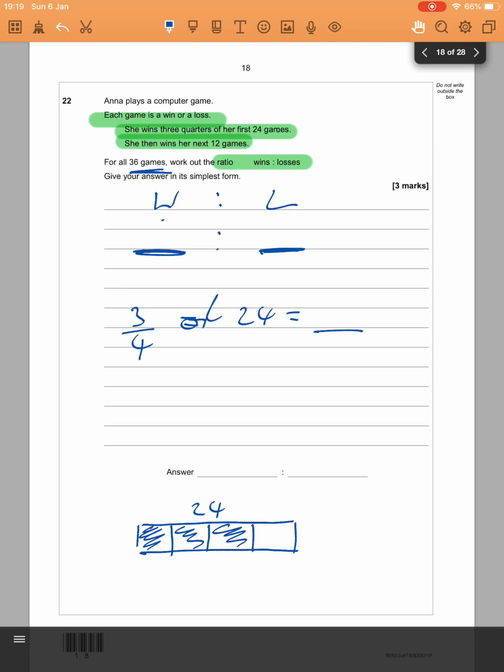The last mark, you need to write it in its simplest form. So that's really important, you leave it in its simplest form. Have a go at that one.